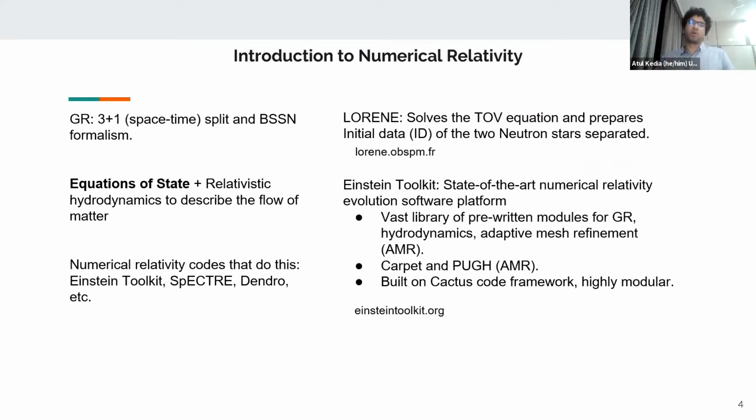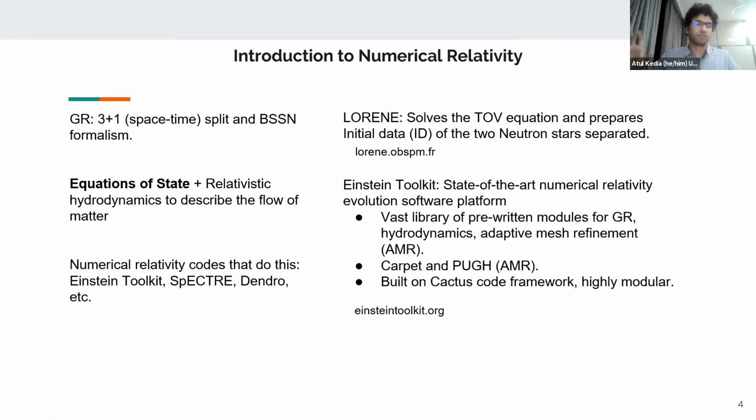Now, how we do that is basically by numerical relativity, which is done by firstly performing space-time evolution by doing a 3+1 split under the BSSN formalism. Further, matter evolution is described by the constrained relativistic hydrodynamic equations and the nuclear equation of state. The space-time evolution and the matter evolution can be done through several publicly available numerical relativity codes, like the Einstein Toolkit, SpECTRE, and Dendro, and there are many more. In our research, we use the Einstein Toolkit.